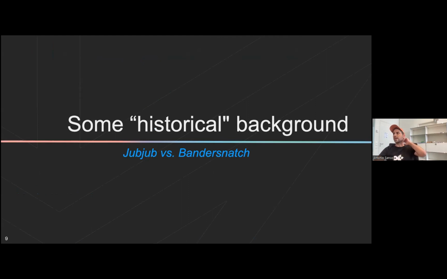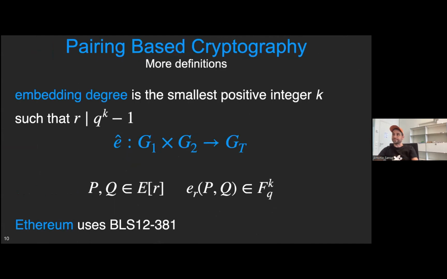Now, some motivation for our talk comes from this dichotomy, this history about Jubjub versus Bandersnatch. If we're interested in elliptic curve cryptography, one branch of it that is really important is called pairing-based cryptography. This allows us to do super interesting things like BLS signatures, three-party Diffie-Hellman, or IBE, that is identity-based encryption. And in order to do that, we need some more definitions and some special curves.